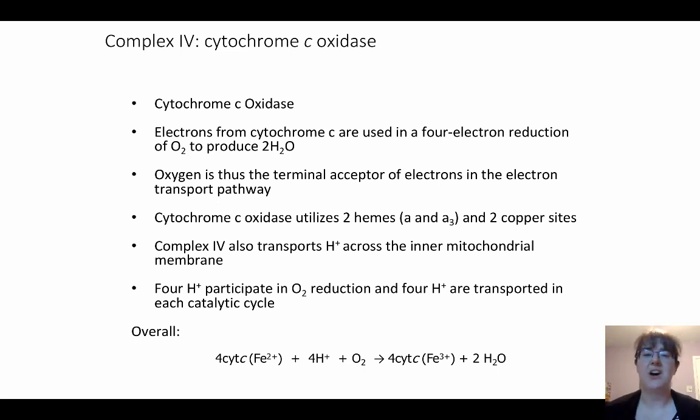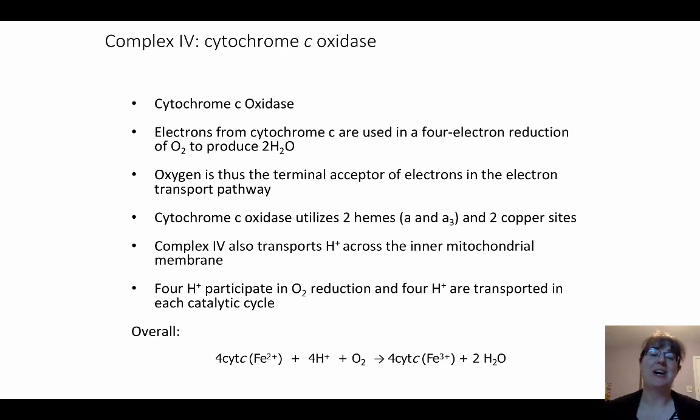This is going to be cytochrome C oxidase. So yes, this is named for the fact that it's going to be able to oxidize cytochrome C. The electrons from cytochrome C are going to be used in a 4-electron reduction of oxygen to produce 2 waters. We'll take a closer look at that reaction down at the bottom. Oxygen is going to be the terminal electron acceptor for the electrons in the electron transport pathway. So at the very end of the day, after everything happens, oxygen is where everything winds up. It all ends with oxygen, which then is reduced to make water.